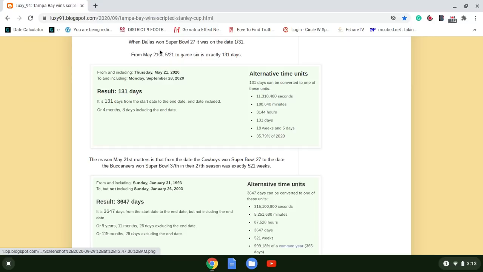So when Dallas won Super Bowl 27, it was on January 31st. Now, I want you to see how from when the Dallas Cowboys won Super Bowl 27 to when the Buccaneers won Super Bowl 37 in their 27th season, it was exactly 521 weeks. From May 21st, the date written 5/21, to the date the Lightning won the Cup was exactly 131 days. Perfect script.